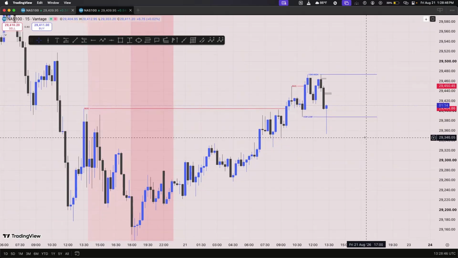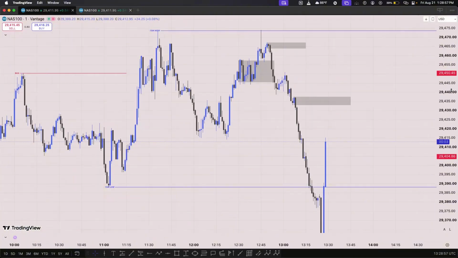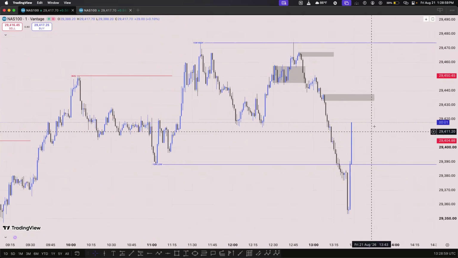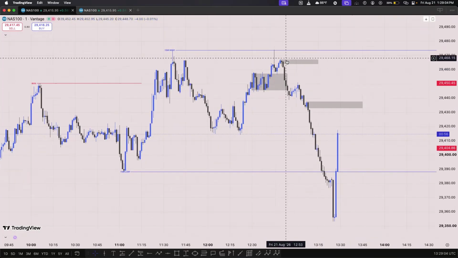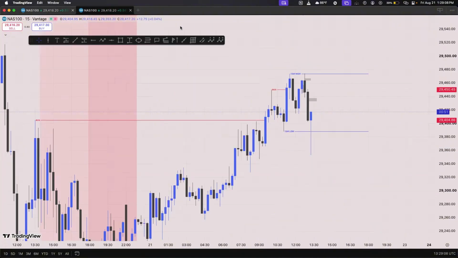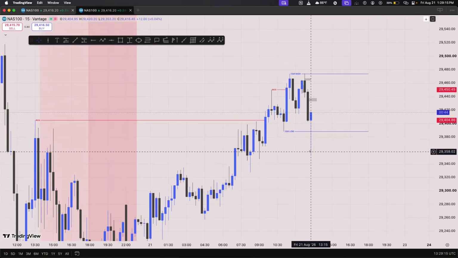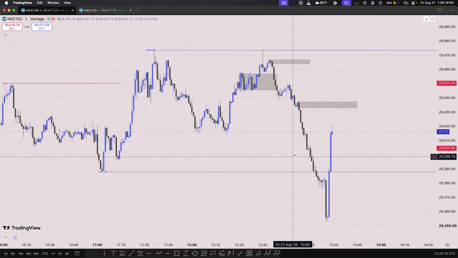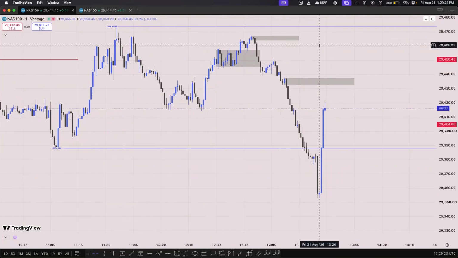NAS100 is currently bullish. This is the current or active higher low. I was already expecting the bullish movement on price, or the bullish confirmation, to then look for buys. But price never gave me that confirmation. Price came, swept underneath the higher low, and now price is coming back into it without invalidating the trend. So right now, price has created a bullish confirmation for me.